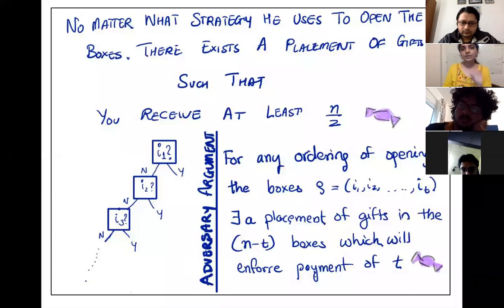Okay, so this is called the adversarial strategy. And in fact, that shows you if you put T equal to n/2 in this. So this requires a one-line proof that for any ordering, there is a placement where T chocolates will be paid. But once you have that, by setting T equal to n/2, you have got a lower bound for this particular game.